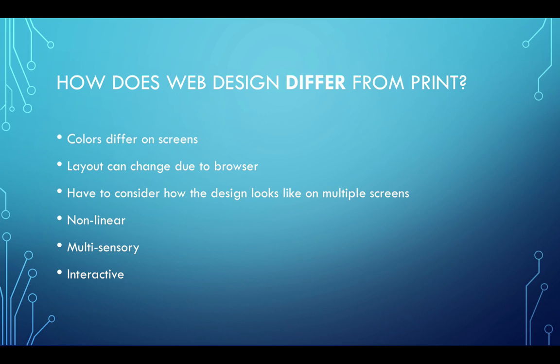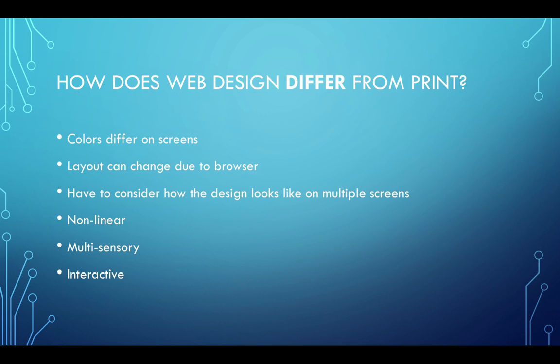You also need to think how this design is going to look on multiple types of screens. People are no longer looking at websites on just their desktop computers. They also have their laptops, their cell phones, their tablets, their reading Kindles. So there's a lot of different screens, and you have to think about how that website is going to change the size and look on each one and how usable it's going to be.